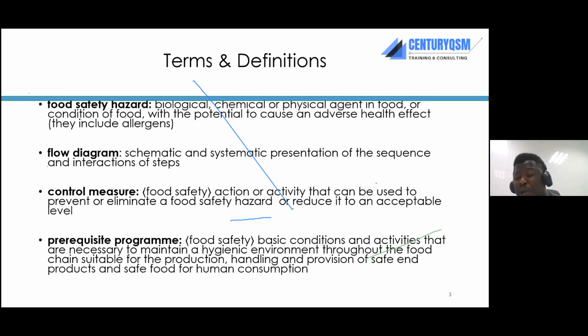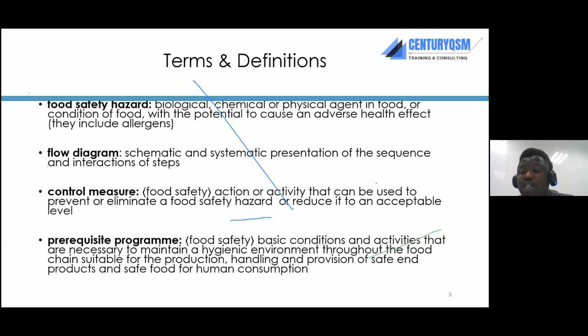Then we talk about prerequisite program. A prerequisite program is just the basic conditions and activities necessary to maintain a hygienic environment. And I always use this to explain that no prerequisite program, no HACCP. Your HACCP is useless without a prerequisite program.